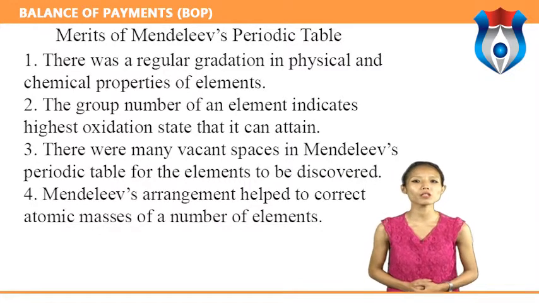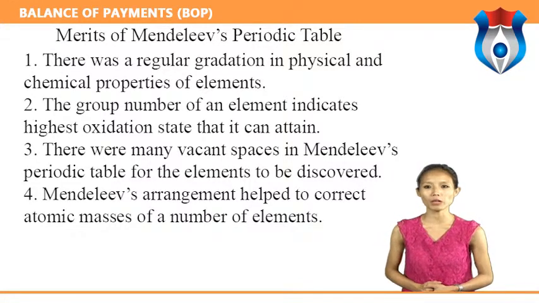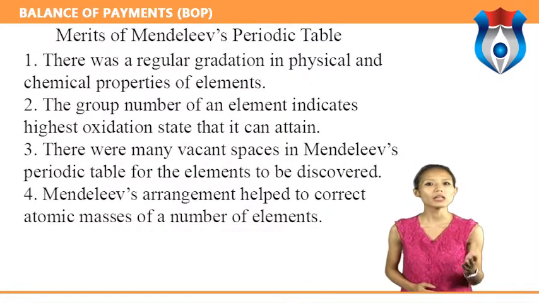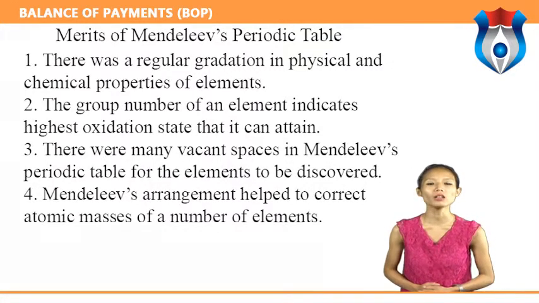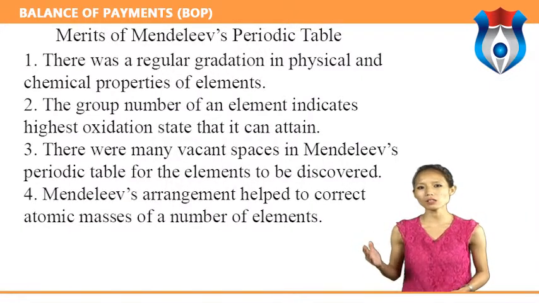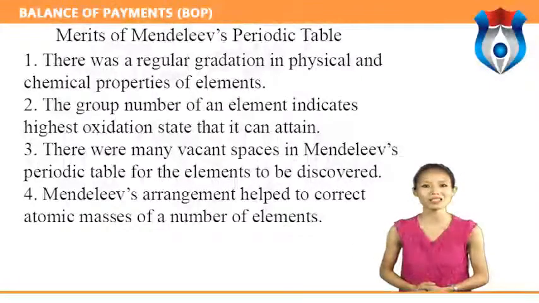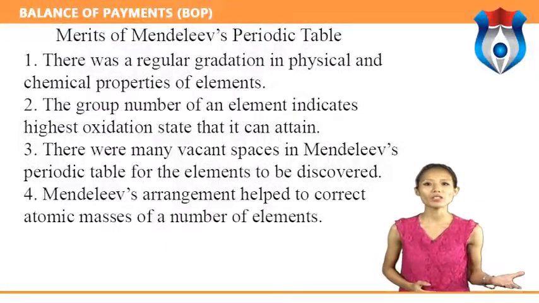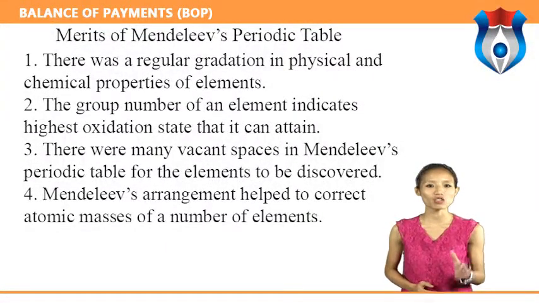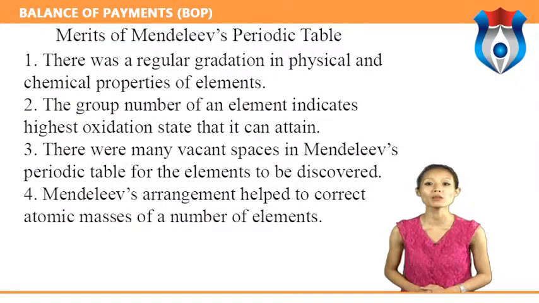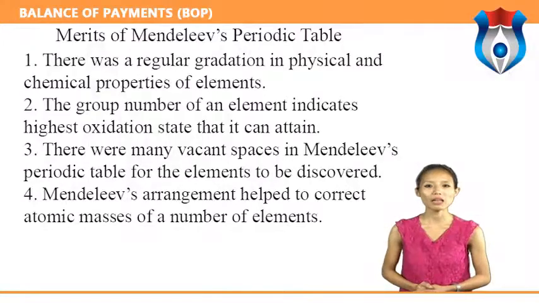There were many vacant spaces in Mendeleev's periodic table for the elements to be discovered. He named them Eka boron, Eka aluminum, and Eka silicon. He also predicted the properties of these undiscovered elements, including atomic masses. These elements were discovered as Sc, Ga, and Ge with the same features as he predicted. Mendeleev's arrangement helped to correct atomic masses of a number of elements.